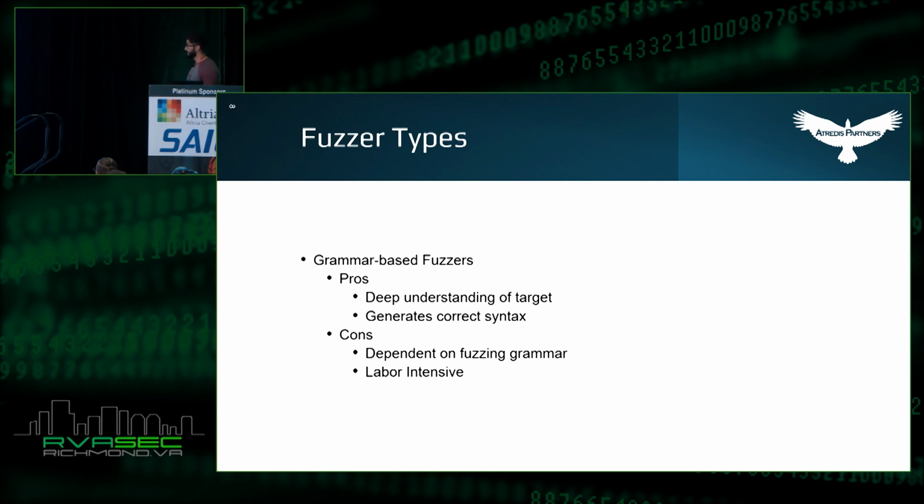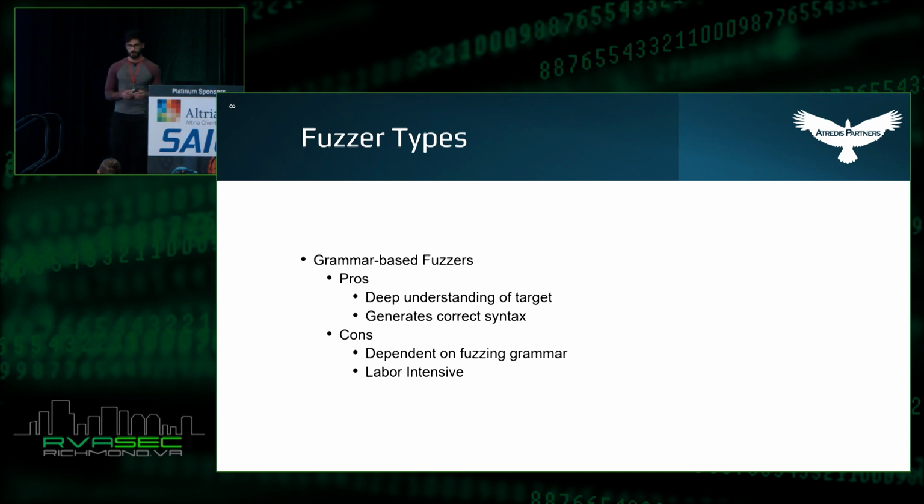The pros of using them, actually, before that, grammar-based fuzzers use something called fuzzing grammar to generate correct syntax for the fuzzing. So if we are fuzzing HTML, it really understands the HTML language. Now, the pros of using these, the fuzzer has a deep understanding of the target, so it generates correct syntax.